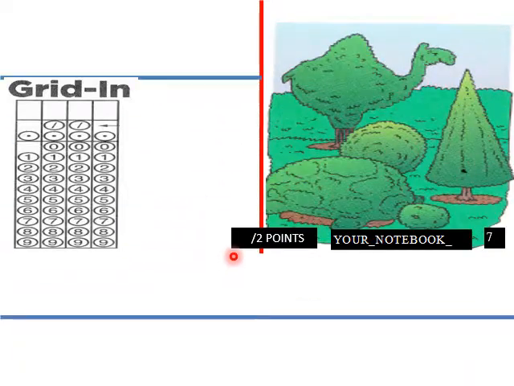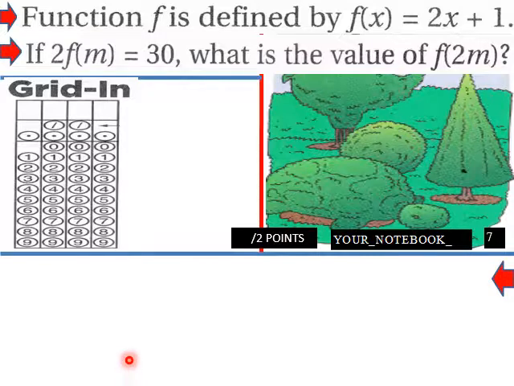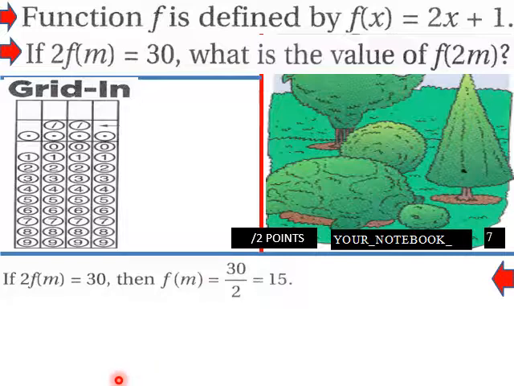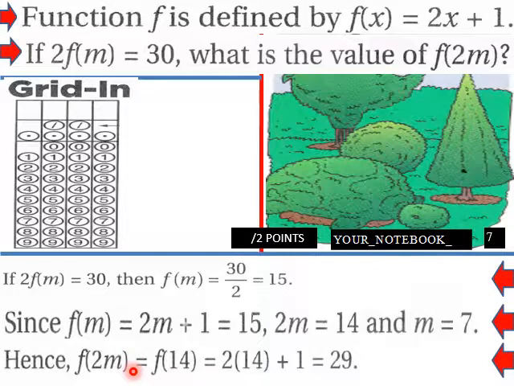Now we're going to grid in a solution from one of these function problems. Function f is defined by that. If 2f of m equals 30, what is the value of f of 2m? If 2f of m equals 30, then f of m equals 30 over 2, which equals 15. Since f of m equals 2m plus 1 equals 15, 2m equals 14, and m equals 7 is how you would figure that. Hence, f of 2m equals f of 14, which equals 29.